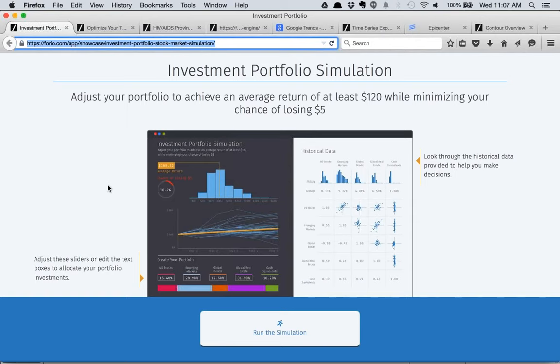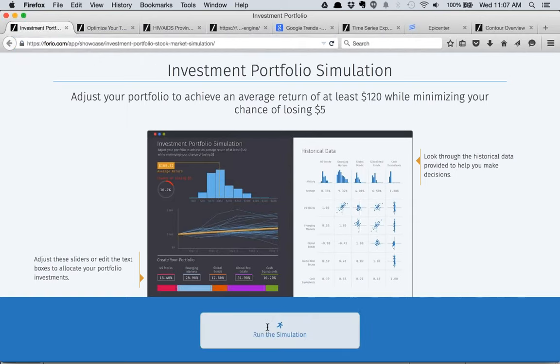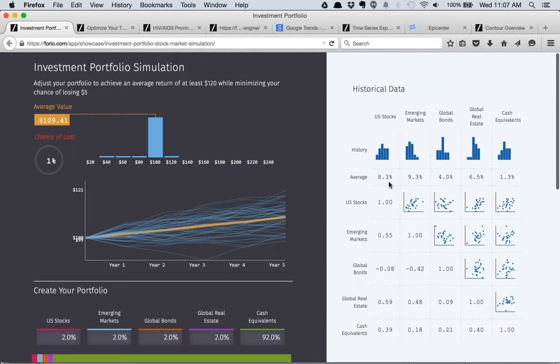What I'd like to do is just start off with this investment portfolio tool. This is a tool for illustrating how investments work over time and how you need to find portfolios of investments that are created from markets that are negatively correlated. That's the basics of investment portfolio theory from Markowitz. Here we can see, for example, a table where we have emerging markets and global bonds that are negatively correlated. This is a one-page application, and our goal in this tool is to get a return of at least $120 while minimizing our chances of losing $5.